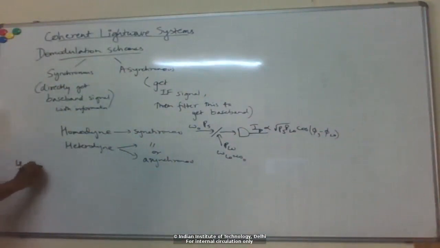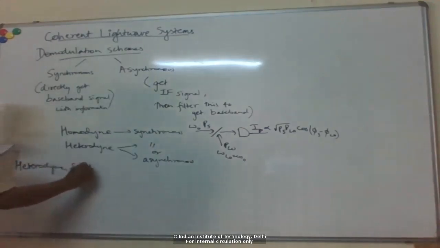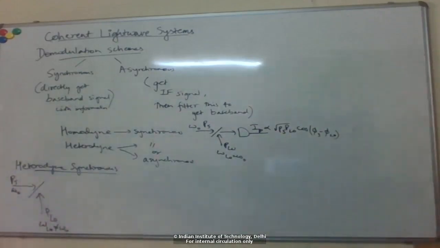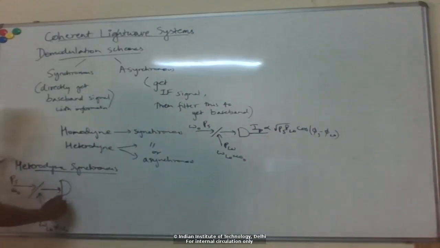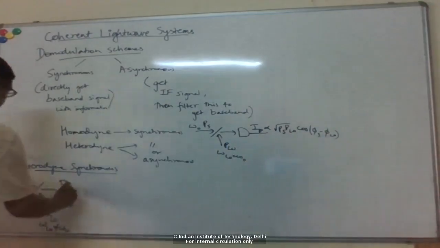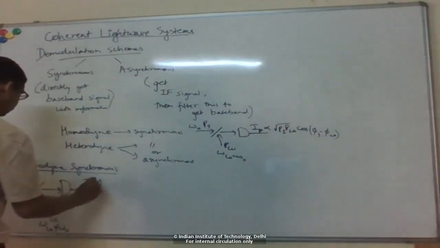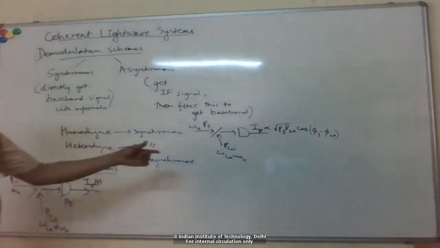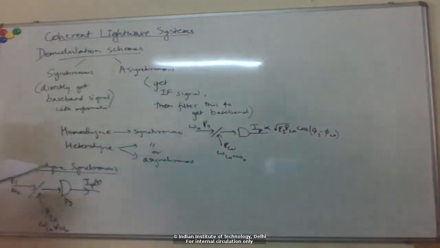First, heterodyne synchronous. Here, again, I have my incoming signal which I beat with the local oscillator. But now, of course, omega naught and omega LO are not equal. I detect it on my photodiode and get a photocurrent, which will have cosine of (omega naught minus omega LO) times t. So it's an AC signal here.